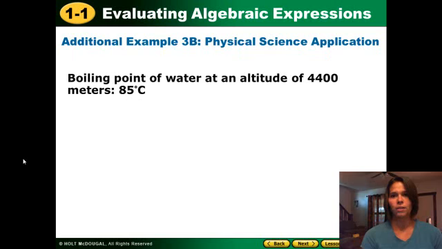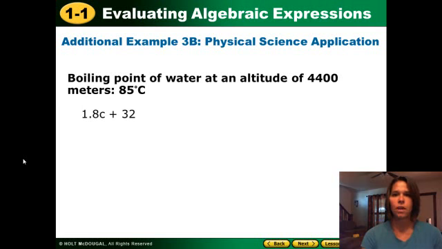We live higher than sea level, but we can also look at another example. The boiling point of water at an altitude of 4,400 meters, much higher than sea level. There's not as much air pressure at that altitude. Those molecules in the water can get excited a little bit more easily and boil at that lower temperature because they're all excited and boiling in there.